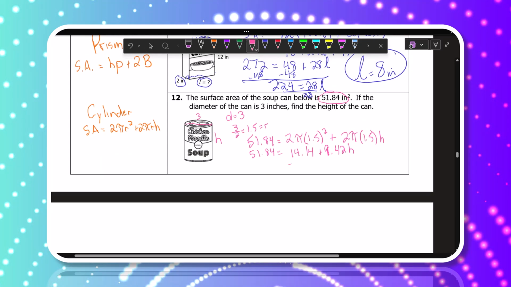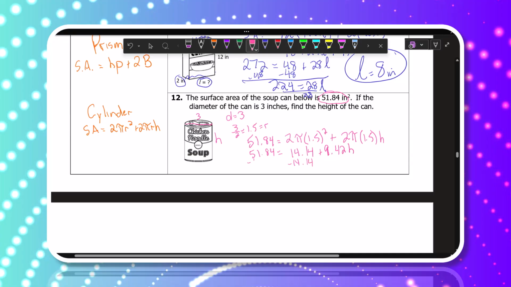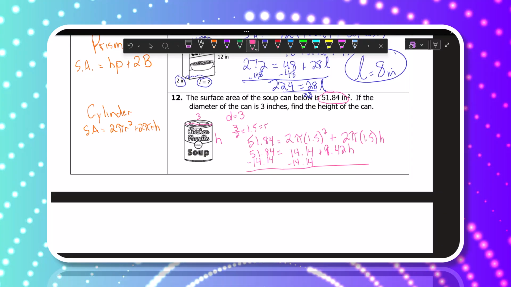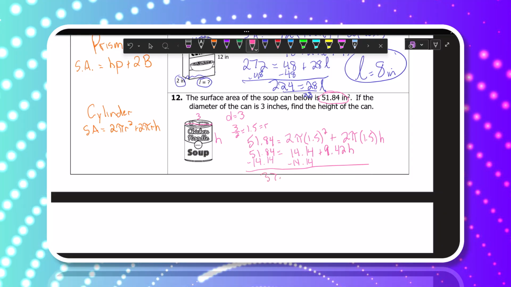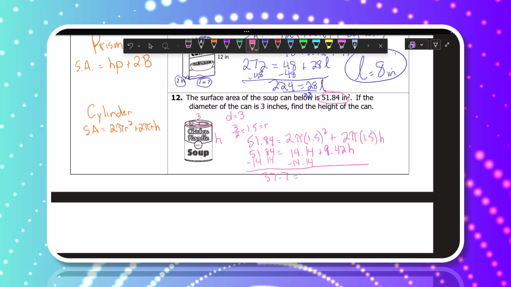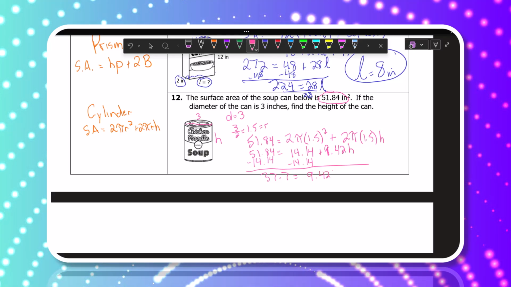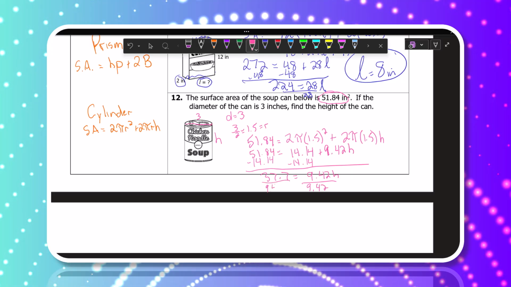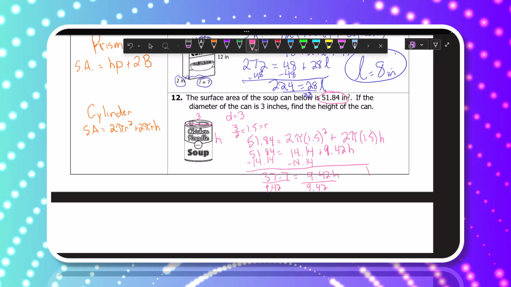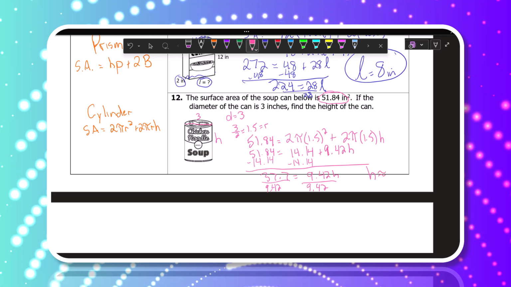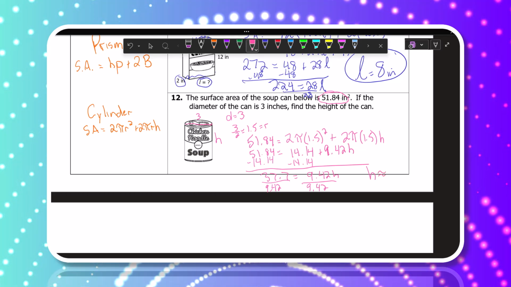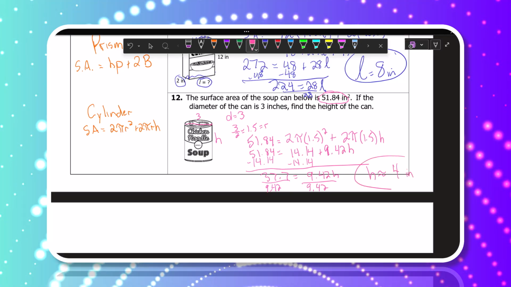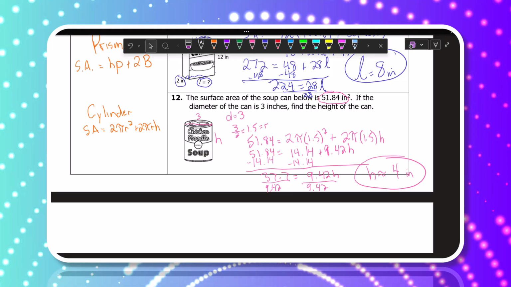And then we just solve this like a regular equation. Subtract 14.14. We get 37.7 equals 9.42 times the height. And we divide by 9.42. So h is approximately, because of rounding, I'm sure the surface area is rounded, approximately 4 inches. And it's not squared, because it's just a measurement, it's not the area. That's how you find surface area.